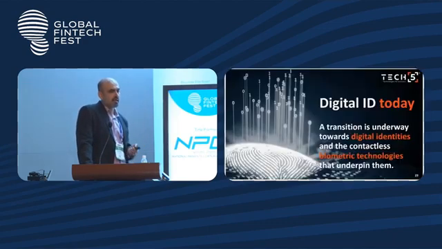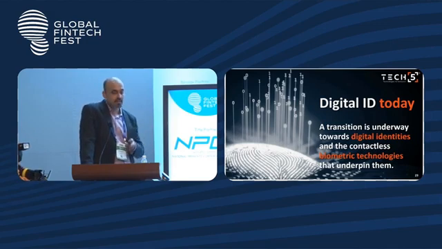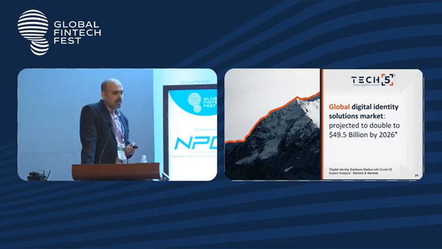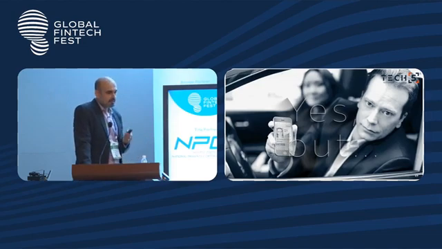And that's where I would really like to introduce you to the next half of the presentation, which is, like I said, there is a clear-cut transition underway for digital identities. Obviously, contactless biometrics are underpinning them. But there is a reason for this, right? Why is the market talking about digital ID? When we say that, it's because the market is projected to double to almost $50 billion by 2026, right? So there is a lot to offer in this space, but at the same time, at how and at what cost, right?